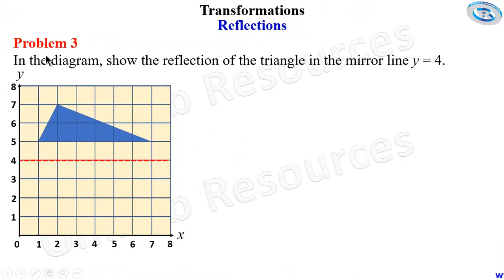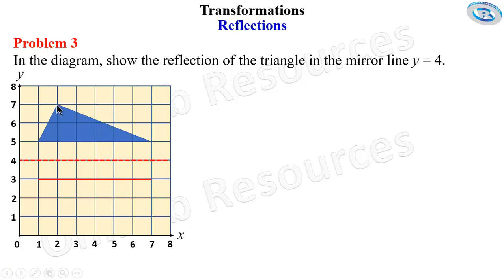For problem 3, in the diagram, show the reflection of the triangle in the mirror line y equal to 4. So we have been given the mirror line y equal to 4. Now if we take this base, it is parallel to the mirror line and it is 1 unit away. So we are going to have the image with its base from here to this point. So we have it on line y equal to 3.